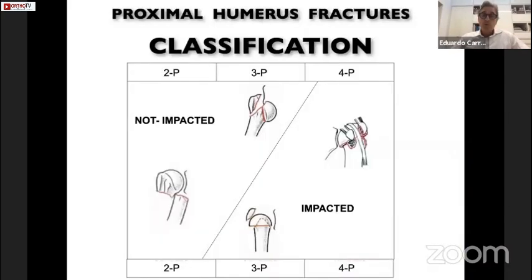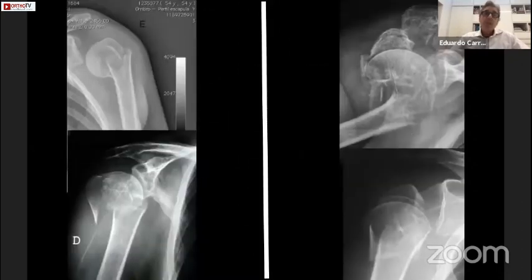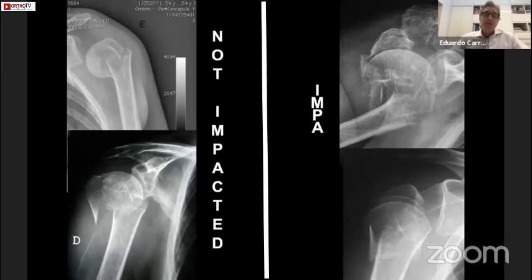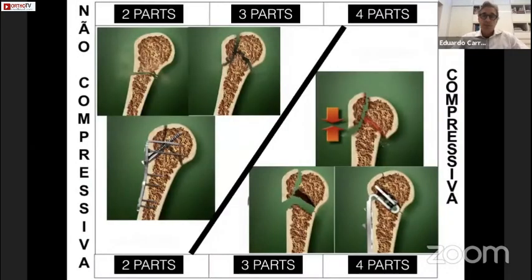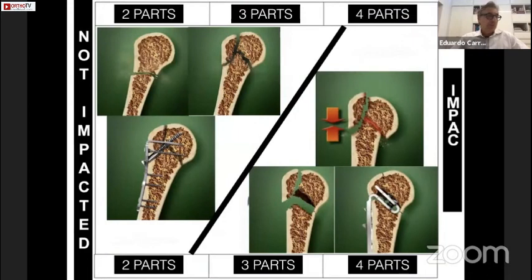My proposal is for you to understand that you can find impacted fractures and non-impacted fractures. Like this, those non-impacted fractures that you can reduce, assembling all fragments, and the impacted fractures where you lose fragments. As you can see here, one more. And that is my point. That is my proposal in this presentation.